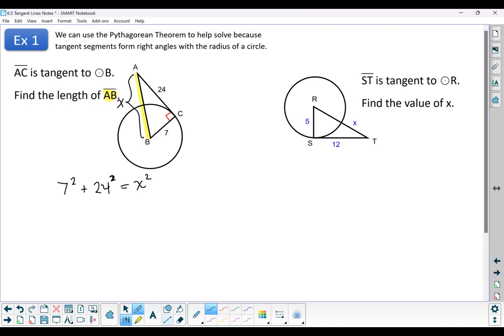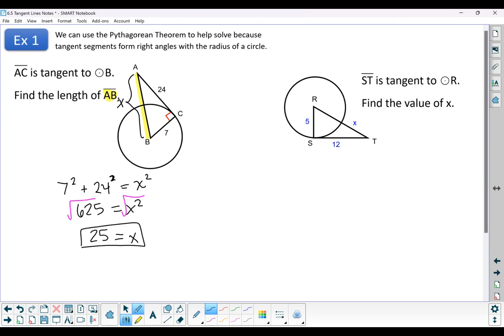So 7 squared plus 24 squared, I need my calculator. 7 squared plus 24 squared is 625, which is equal to x squared. And so now we can finish solving by taking the square root of both sides of our equation. We don't need the plus or minus symbol because we're looking for the length of a segment here, so we're going to have a positive answer only. And the square root of 625 is 25. So we have the length of AB is 25.